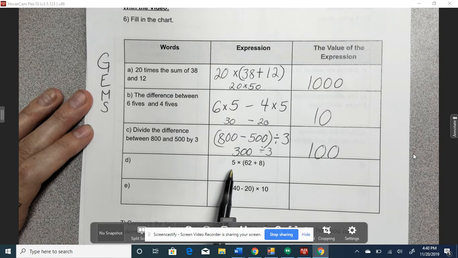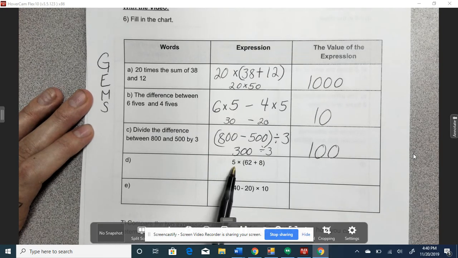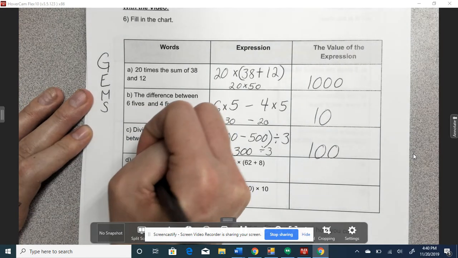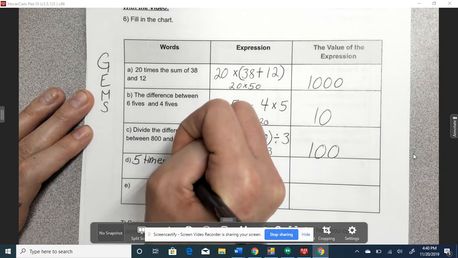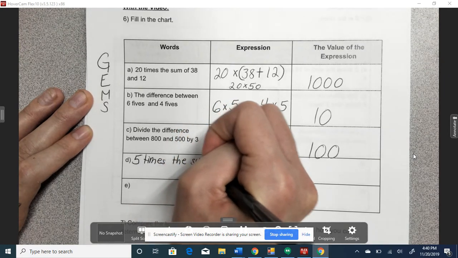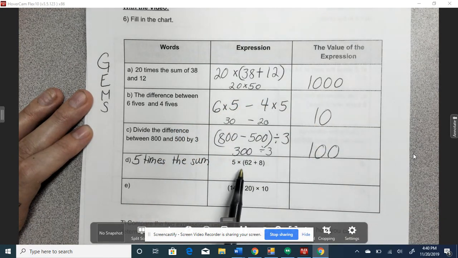All right. Now they gave us a numerical expression. We need to express it in words. It looks like I'm multiplying 5 by the answer to this addition problem. So I'm going to look at A to help me. I can see it says 20 times the sum. So I think I'm going to do 5 times the sum. And now I just need to put the 2 numbers that I'm adding. So I need to do 5 times the sum of 62 and 8.